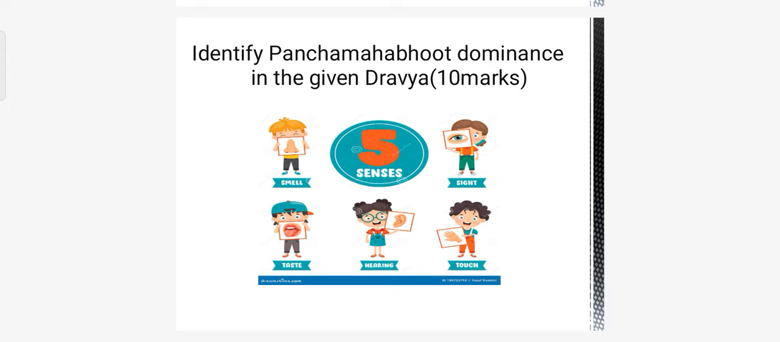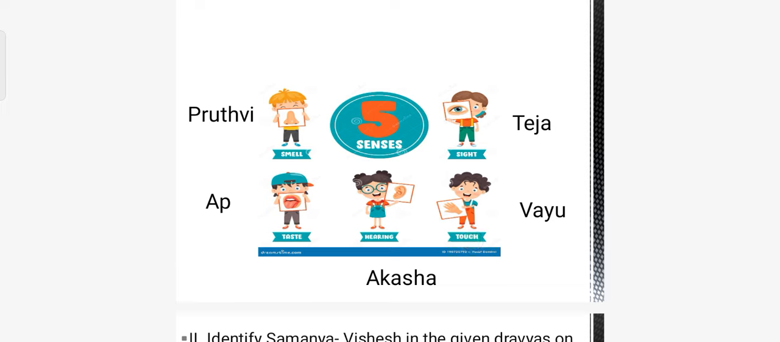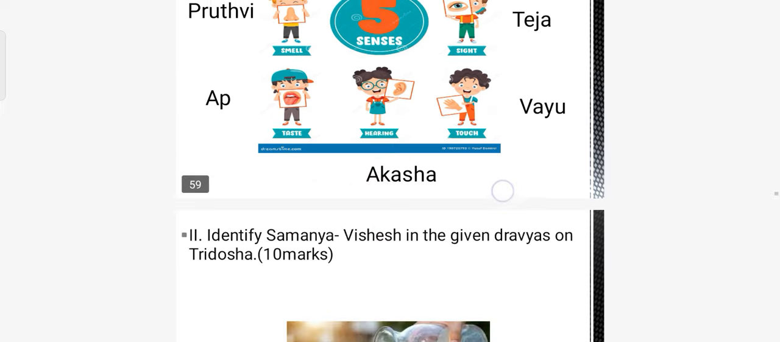So moving on to the next, identify Panchamahabhuta dominance in the given Dravya. Here the 5 senses have been given as an example. You already know which Mahabhuta has predominance on which sthana. Like this, they might choose any other thing. Maybe they keep a juice before you, or a duster, which is Prithvi Mahabhuta dependent. They might keep a perfume before you, which is again Prithvi Mahabhuta. Depending on the conditions, the questions might vary.